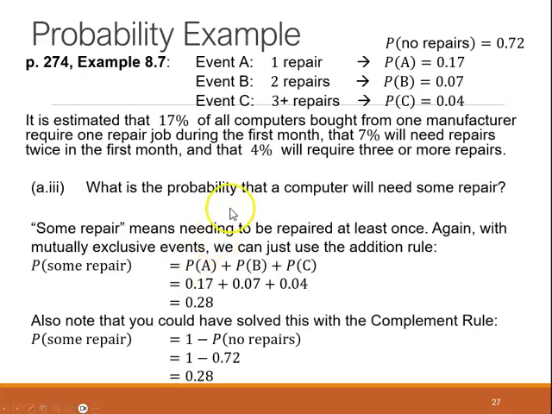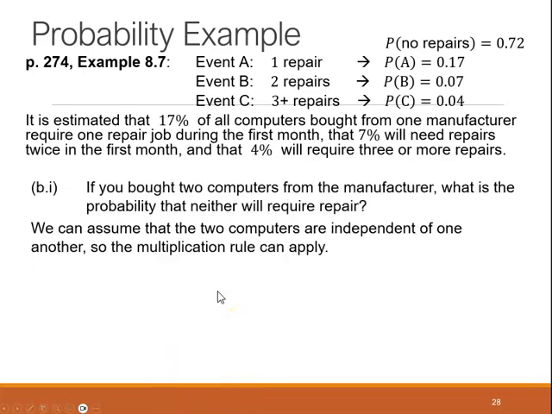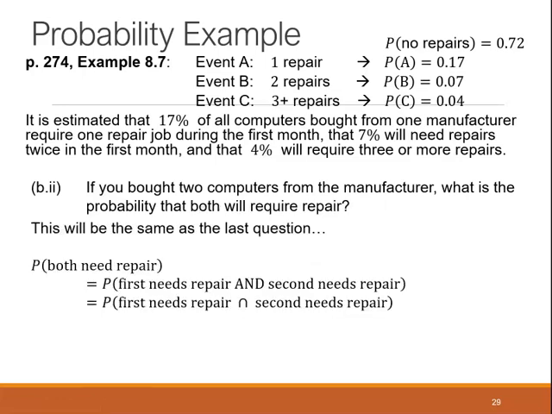There it was. Need some repair. So that was a previous answer. Is that cool? Yeah. Okay.